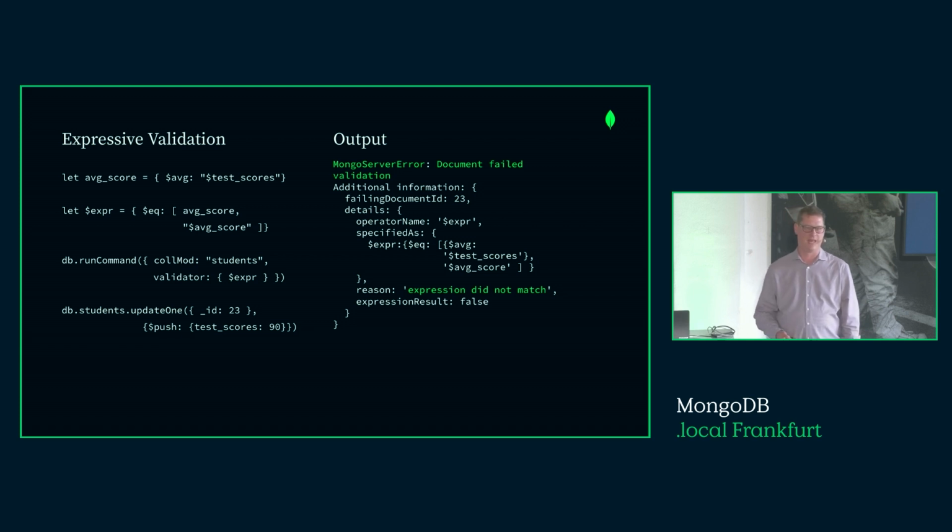So in this case, I've said average score is the average of test scores, right? Here's an expression. The average score field is equal to the average of the test scores. That's what that code says. As I say, fill in form, read it later. I'm going to run a command to update the validator on this document type to say, make that always the case. And then when I try and just push a test score in there, I get an error that says, no, sorry, that value is no longer equal to the average of that array. So we can actually enforce those constraints between values.